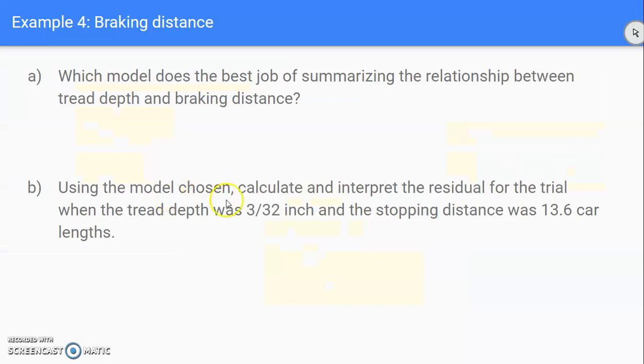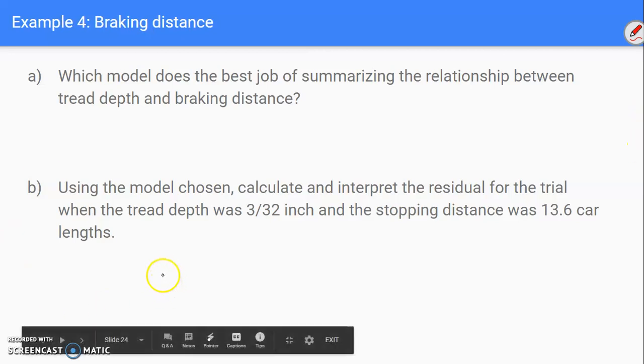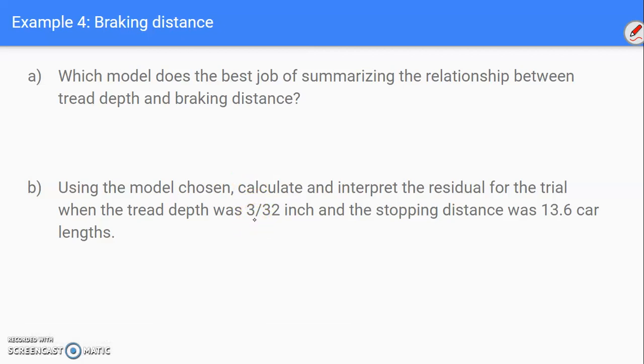So once we've got that model, we're going to use it to calculate and interpret a residual. Remember, residual is the difference between observed and predicted y. So that would include 2 things. I would first need to find the predicted y variable, and then I would need to subtract.